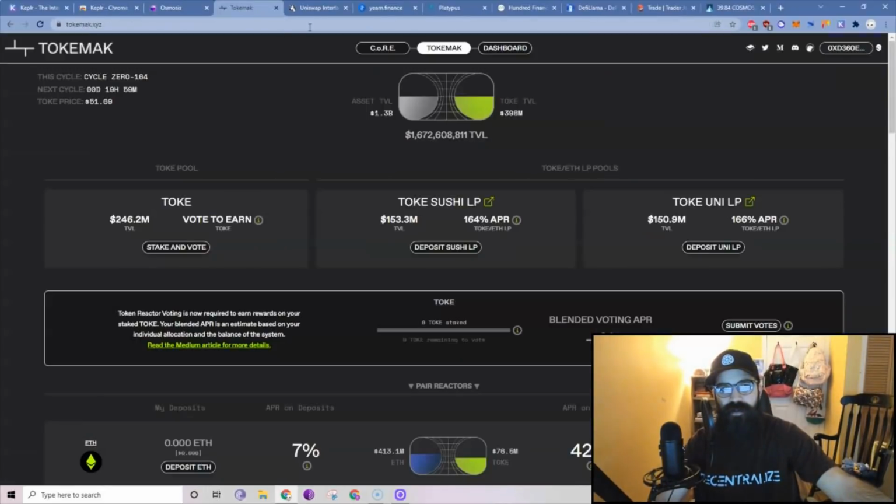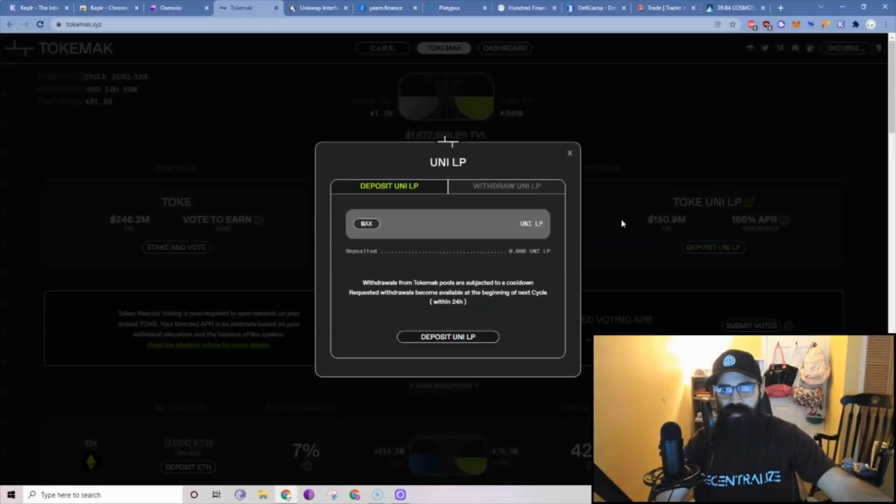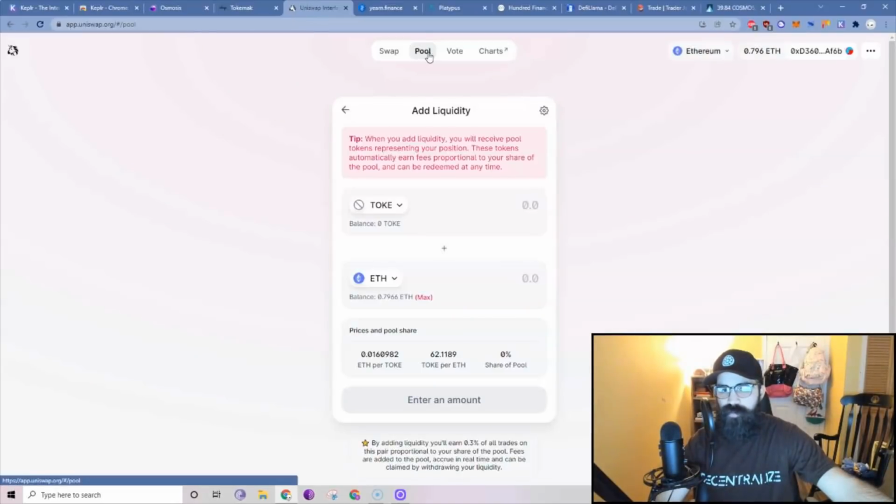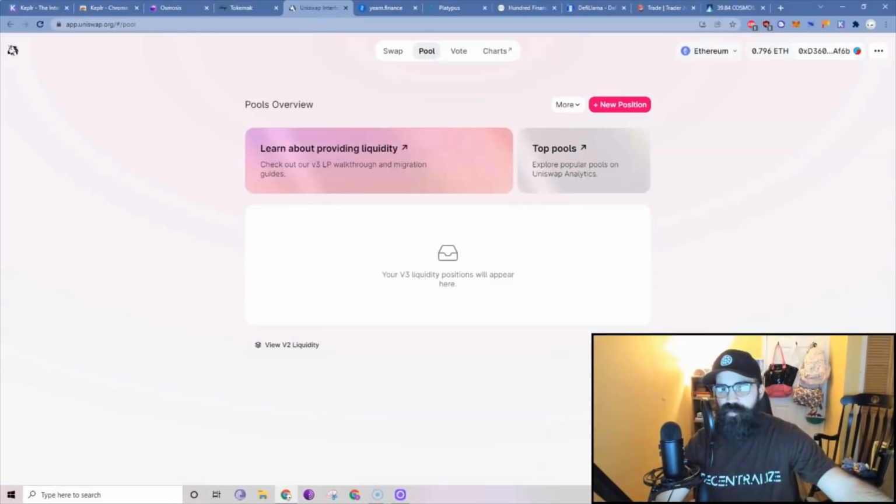So Osmosis, Tokamak. To exit your position, you'll need to withdraw the LP, max withdraw. And then once you withdraw, you'll go back to the Uniswap interface, you'll click pool, and what you'll see is your pool right here, and you'll click on it, and then you'll click manage, and you'll just click withdraw. And when you withdraw, what will happen is you will receive those tokens that you put in.